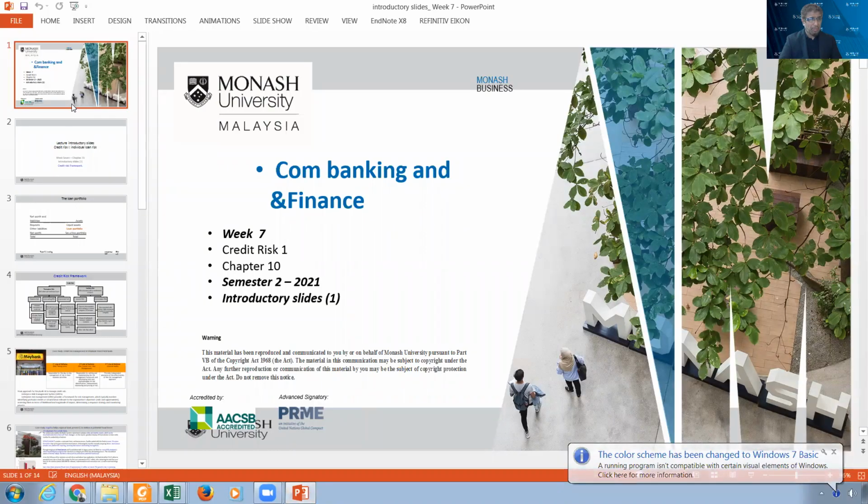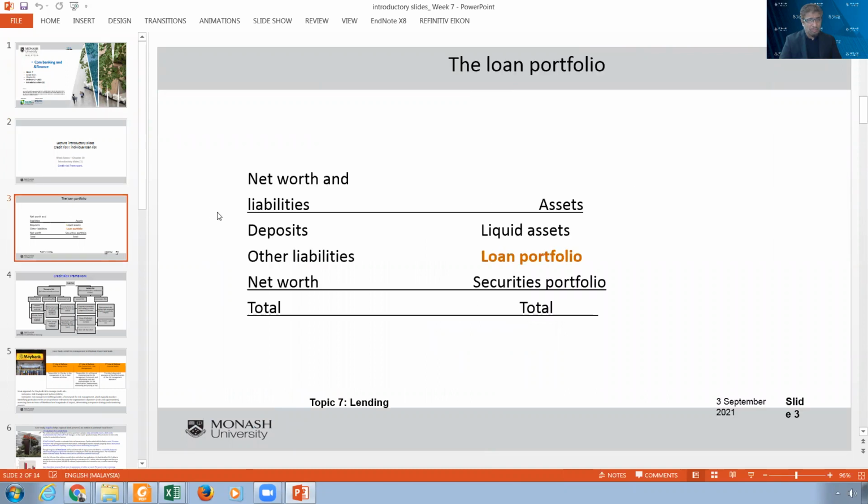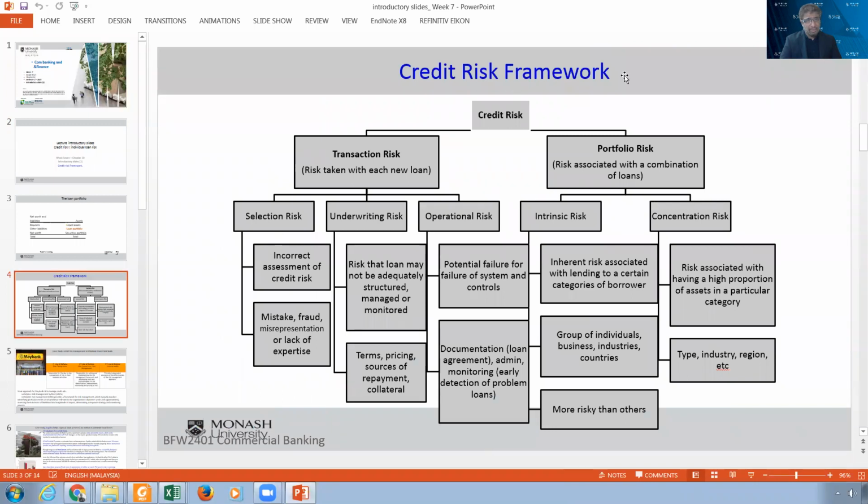So this is what we are talking about, actually. Hopefully this will not take a long time, it should be short. So this is coming in week 10 and week 11. And when we talk about credit risk, we are talking about this area, which is the loan portfolio. Now, the loan portfolio, we can deal with it from a single loan or from a portfolio. The most important thing, I think, is just the framework. So when we talk about credit risk, we are talking about what we call transaction risk and portfolio risk.